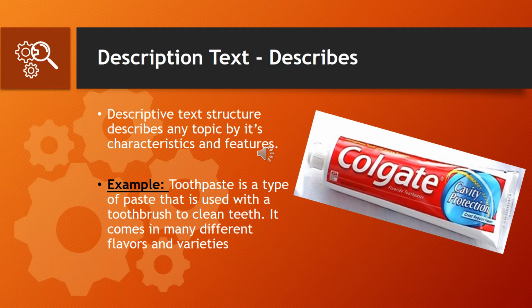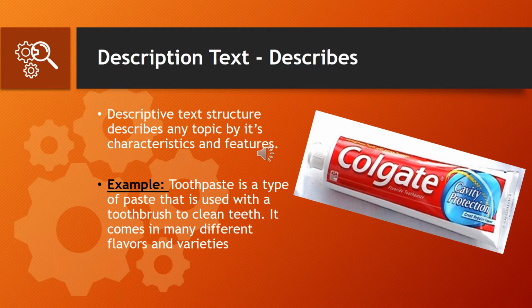One of the text structures that we're going to learn about is description text. It's exactly how it sounds. It describes something. So in a descriptive text structure, it's describing any topic by its characteristics or features. What you can see, hear, taste, smell, touch, any of your senses.